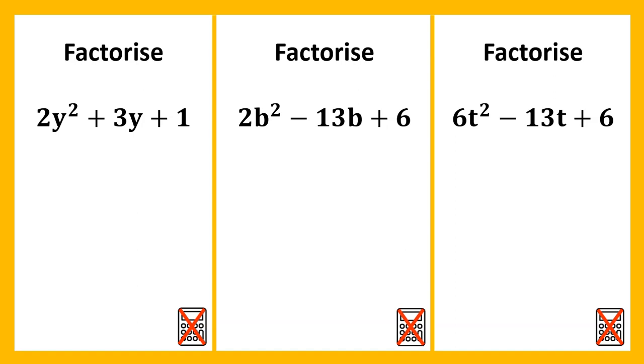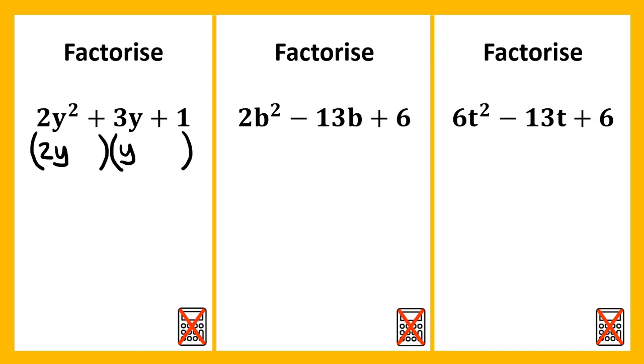With an increase in difficulty, when factorising quadratics where a is larger than 1, there are a few extra steps that you need to do in order to factorise. The only way we'll be able to get 2y squared by expanding these brackets is for one of the brackets to contain 2y and the other bracket to contain y.